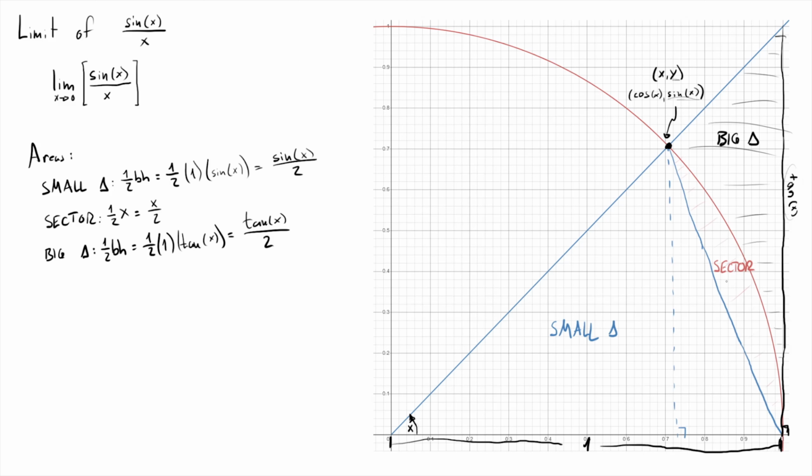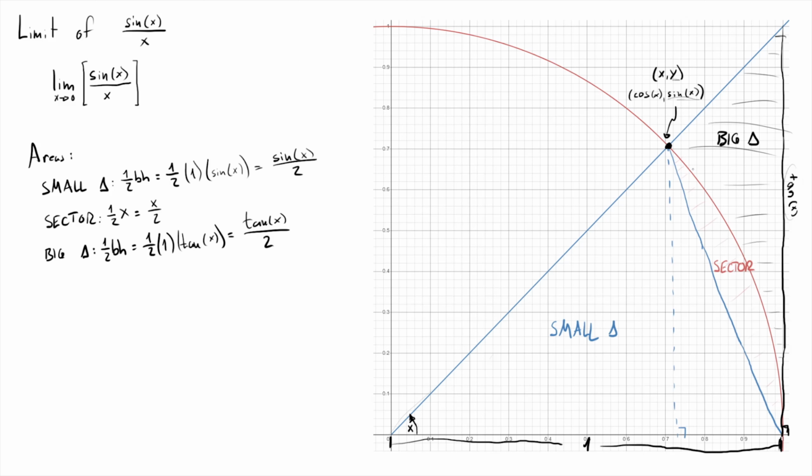And I would say that the area of the sector is always going to be smaller than the area of the big triangle, right? No matter what this angle is, no matter where this line moves, if it goes like this or if it goes like this, doesn't matter. I would say that the area of the small triangle is always going to be the smallest. The area of the sector is always going to be bigger than the area of the small triangle, but smaller than the area of the big triangle.